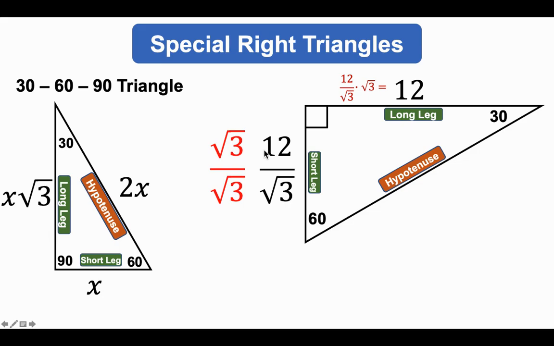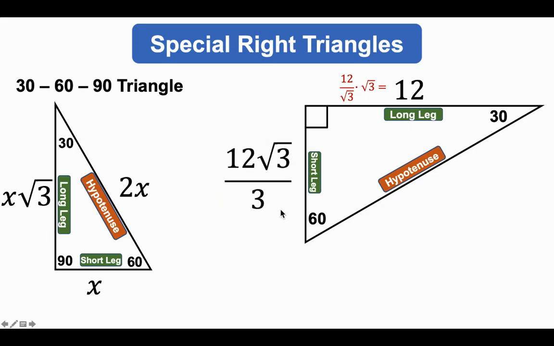Square root of 3 times 12 is 12 square root of 3. Square root of 3 times the square root of 3 is square root of 9, which is just a 3. Okay, and you get this, so 12 square root of 3 over 3. And you can simplify some more. 12, 3 goes into 12 4 times. So that's going to be 4 square root of 3.